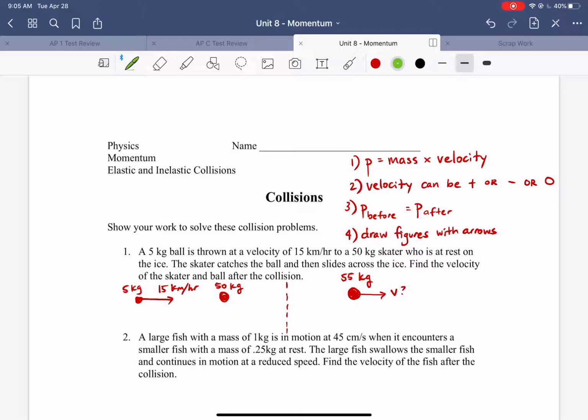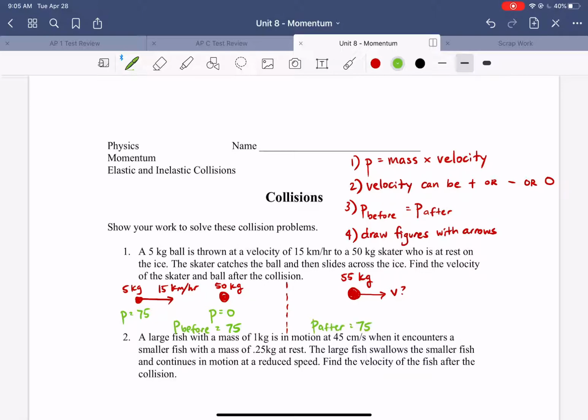All right, so I'm going to write the momentum values down below my figure in a different color. So for the ball, we have a mass of 5 and a velocity of 15 before the collision. So 5 times 15 is 75. And then the skater is at rest, so their momentum is 0. All right, so my total momentum before the collision is 75 plus 0, so that's just 75. So that means my momentum after the collision must also be 75.